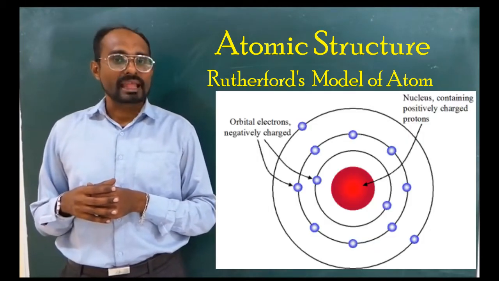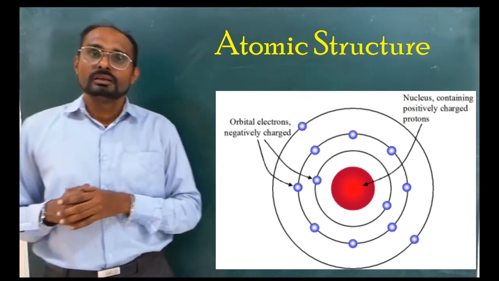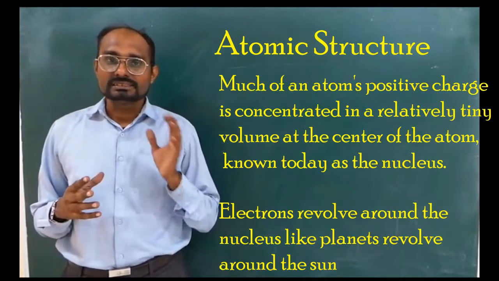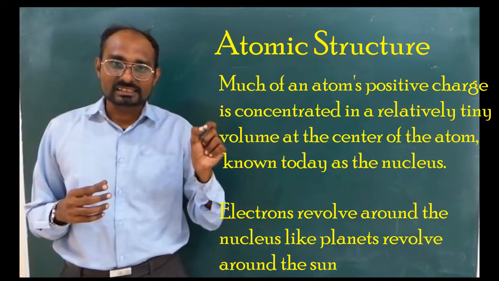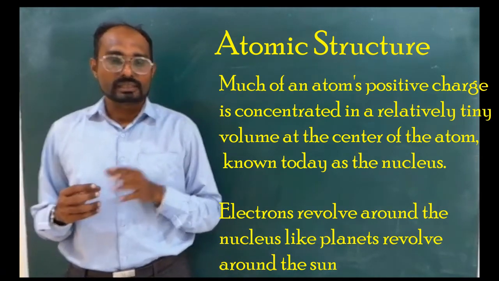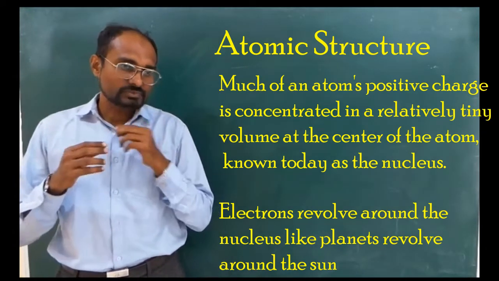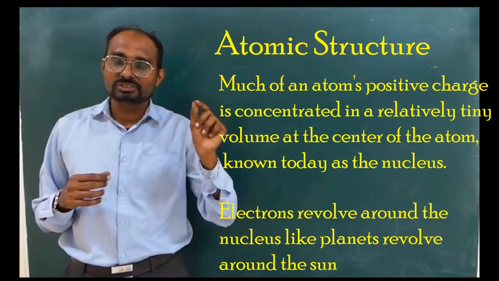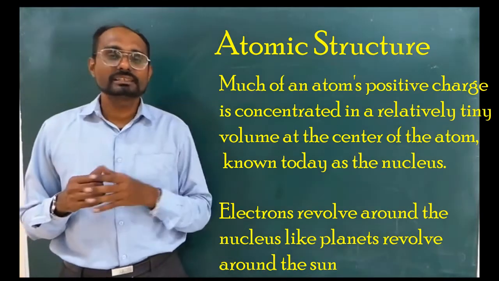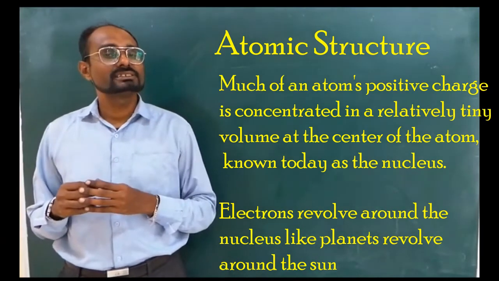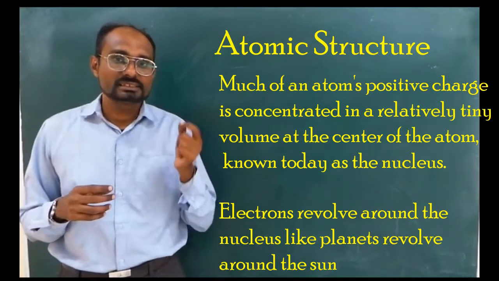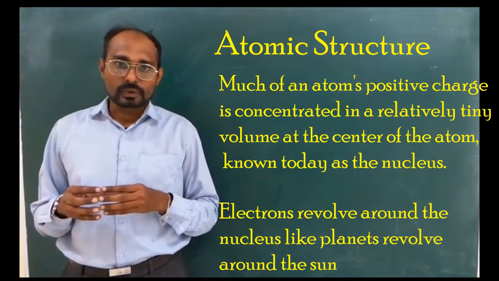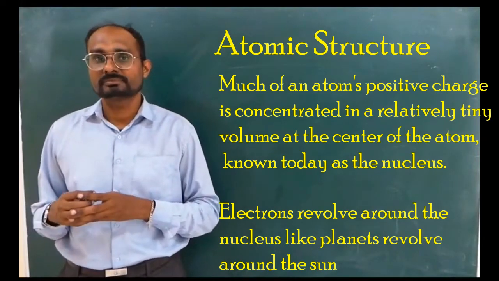Now, why did he call this a planetary model? I'll tell you how. Rutherford stated that the atom is spherical in shape and the entire mass of the atom is concentrated at the center, which he called nucleus. He also said that the size of the nucleus is very small when compared to size of the atom, and entire positive charge is concentrated at the center. Now, what about negatively charged electrons? These negatively charged electrons are revolving around the nucleus in circular paths, just like planets revolve around the sun. And that is the reason why he called it planetary model of atom.